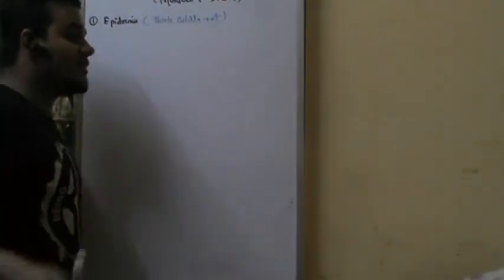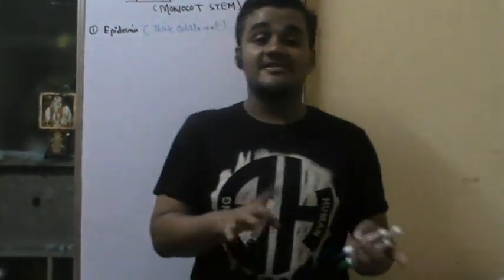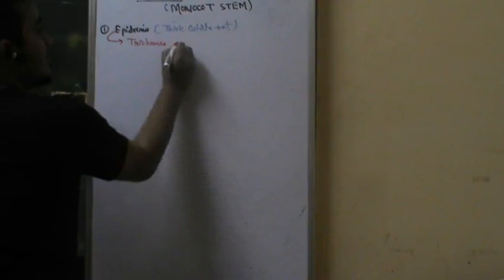That's the difference. Always remember between the monocot stem and dicot stem, the very basic difference: in dicot stem, trichomes are present. Always remember this, bachche. The trichomes are going to be absent in the epidermis in case of monocot stem. That is one thing which is going to be very important.